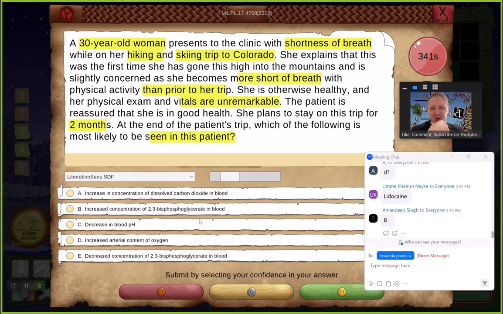So what answer choice are you thinking about? Amandeep is voting for B. I'm thinking of D. Okay, D is in dog. Okay, and so increase in arterial content of oxygen. All right. So what confidence are you? Hello, what did you say? Are you thinking D? D is in dog? Yeah. No, okay. No, sorry.